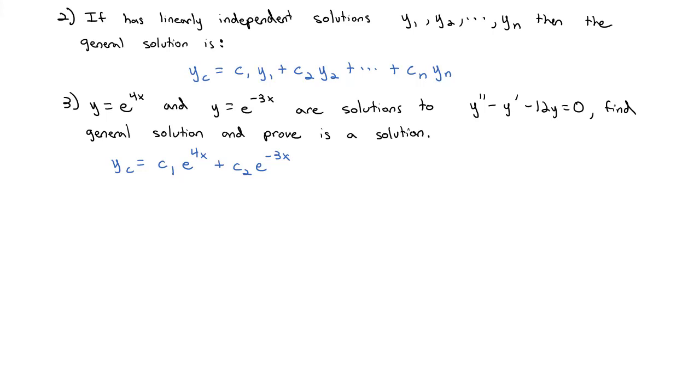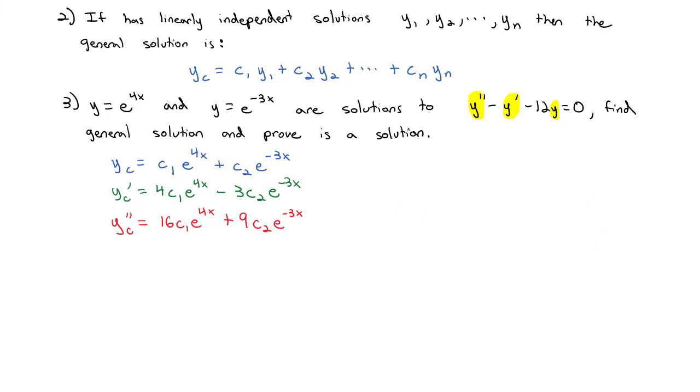To show it's a solution, we're going to calculate the first and second derivative and plug these values in. So y complement's first derivative is going to be 4c1 e to the 4x minus 3c2 e to the negative 3x. And the second derivative of y complement is 16c1 e to the 4x plus 9c2 e to the negative 3x. Now we can plug these values in for y double prime, y prime, and y, and see if it does in fact equal 0.